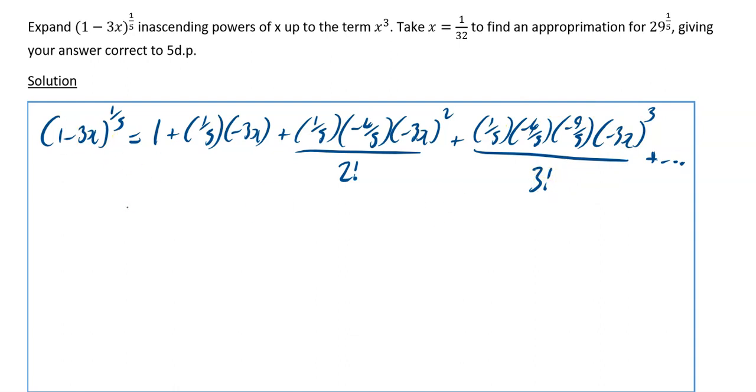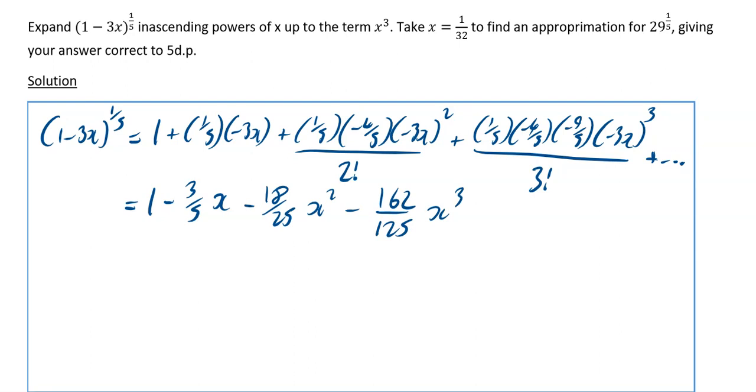All we do now is go on and tidy this up. I explained in the last video how we would do that. So that's 1 minus 3 over 5 x minus 18 over 25 x squared minus 126 over 125 x cubed, and so on.